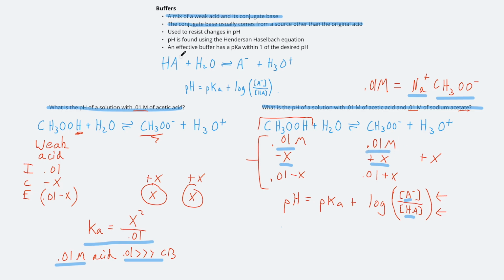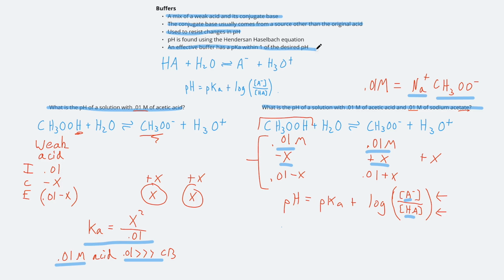The whole point of making a buffer is that they are used to resist changes in pH. So if you add hydrogen, the conjugate base should combine with the hydrogen to negate that effect. And if you add OH, then the acid part of it should combine with the OH to negate the effect of adding the hydroxide ions. In an effective buffer, the acid that is used to make the buffer has a pKa that is within 1 of the desired pH of the solution.